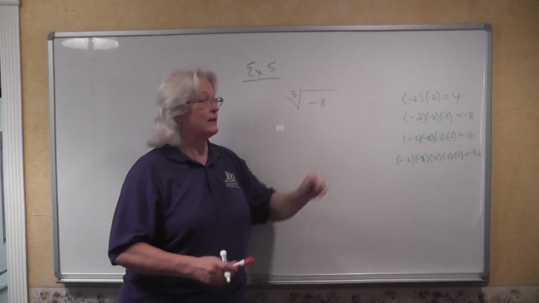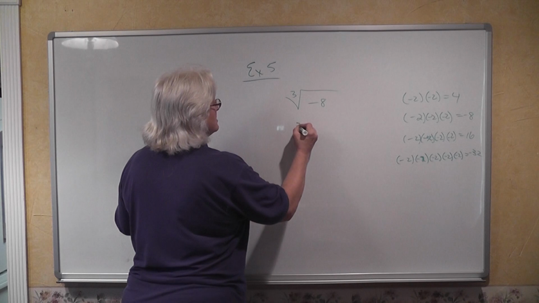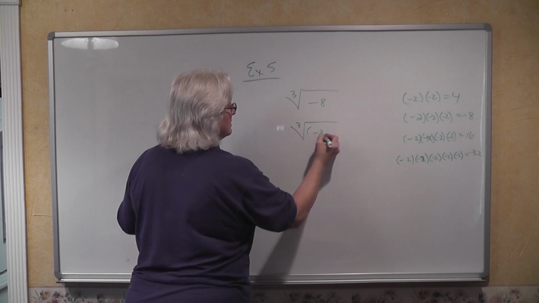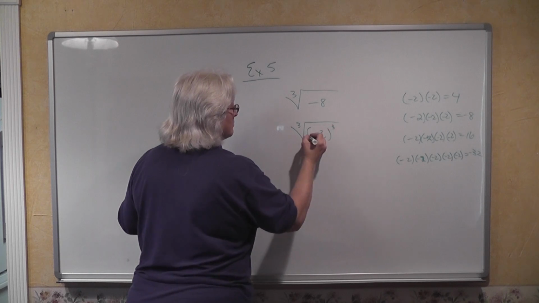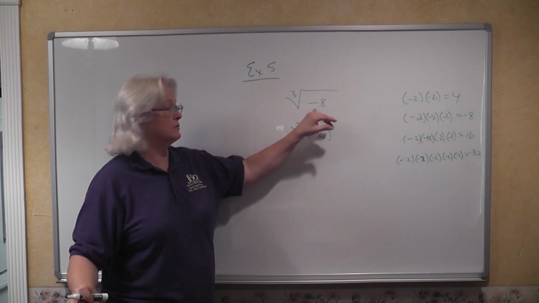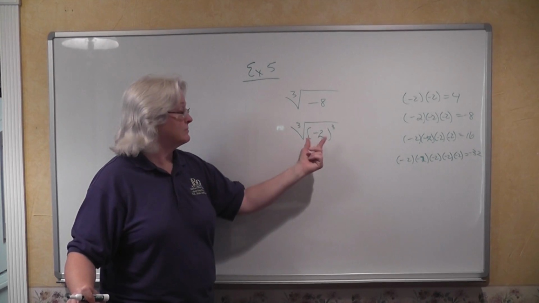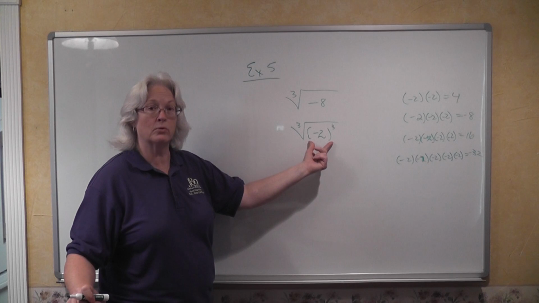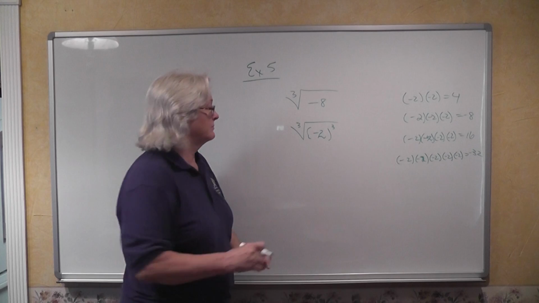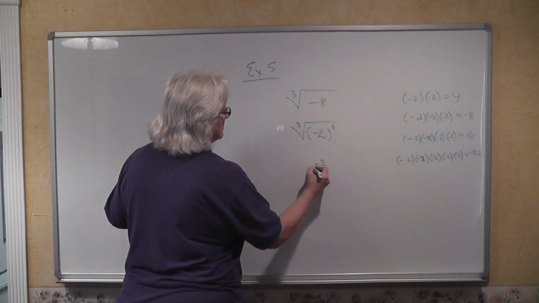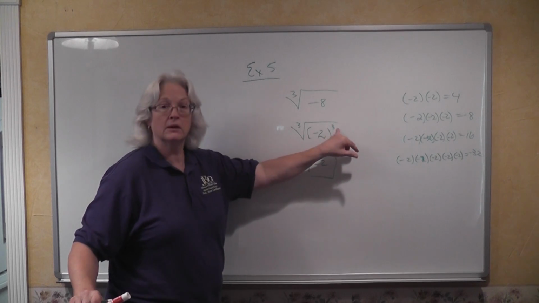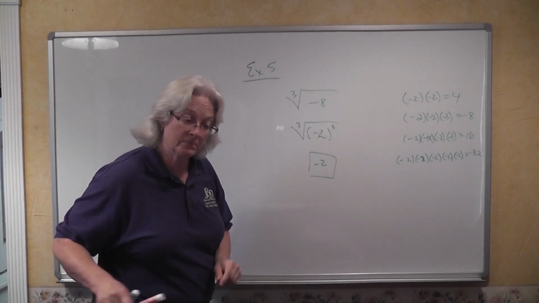Here we see that if negative 2 is used as a factor 3 times, negative 2 times negative 2 is 4, times negative 2 is negative 8. So our cube root of quantity negative 2 cubed is the negative 2. And you notice that the index and the power here are the same.